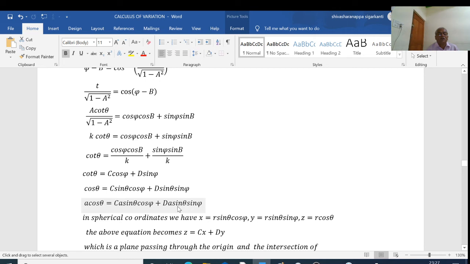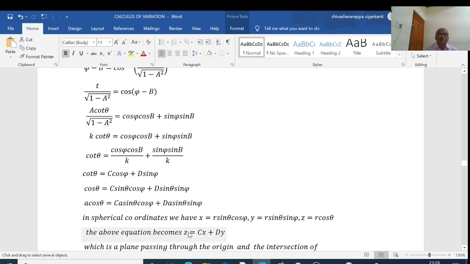Now in spherical coordinates, we have x equal to r sin theta cos pi, y equal to r sin theta sin pi, and z equal to r cos theta. So here, this a cos theta means z. And this is equal to c into, this is r sin theta cos pi, means this is our x, that is cx plus d into a sin theta sin pi, which is nothing but y, this is dy. What I am getting here is z equal to cx plus dy.